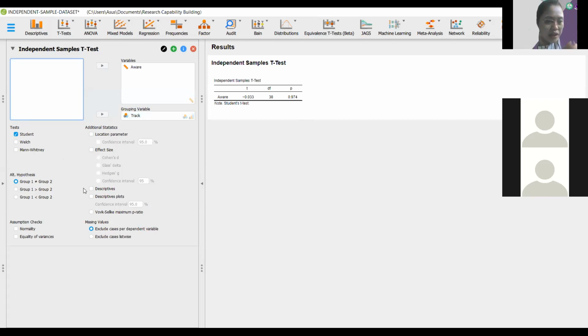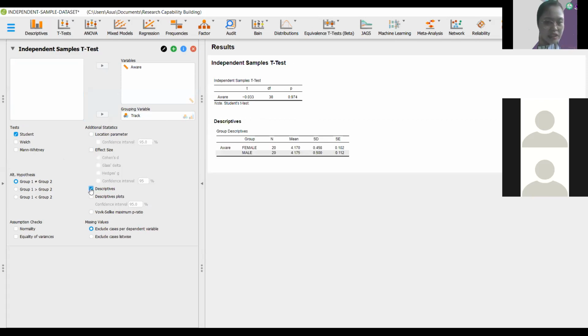So, anong gagawin? We can click actually the descriptives so that you can get easily the mean since you need this also. So, di ba, kailangan din natin yung mean and even the standard deviation. Itong dalawa lang. Okay, so ayan na yung 20, 20 yung N.